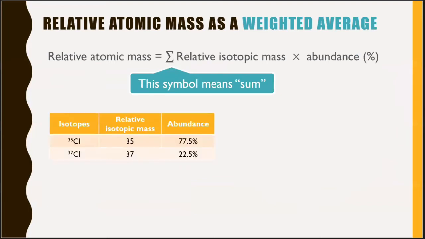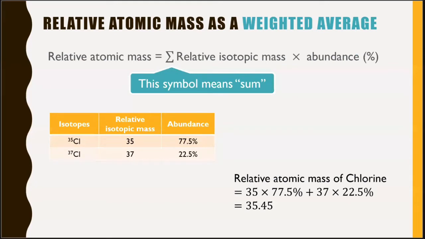In the example of chlorine, we must know the isotopic mass of each isotope in question. Here, that would be 35 and 37. And the overall relative atomic mass would be 77.5% of 35 plus 22.5% of 37. Adding together will be around 35.45.